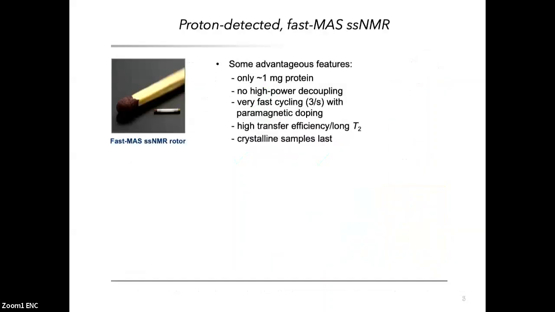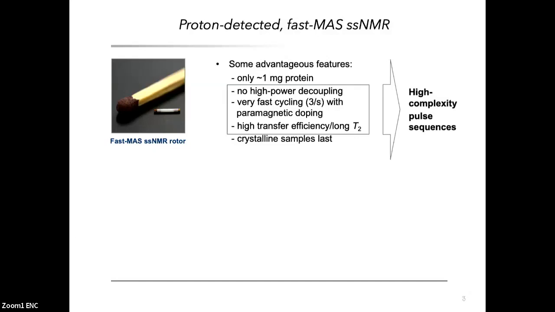And so Lauren already gave an introduction to proton detected fast solid state NMR, and I just briefly point out three things here that are most important for us. In fact, we've been working also with deuterated samples that are 100% back exchanged at the amide positions. And as we spin fast and we don't have any deuterons, any proton dipolar couplings, or strong ones at least, we do not need any high power decoupling. And we can also use very fast cycling. So 3 scans per second is something that's easily achievable with paramagnetic doping.